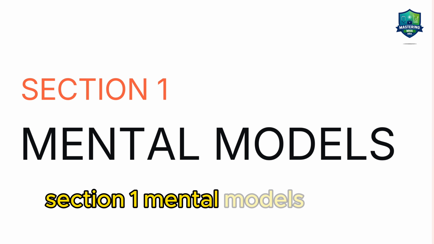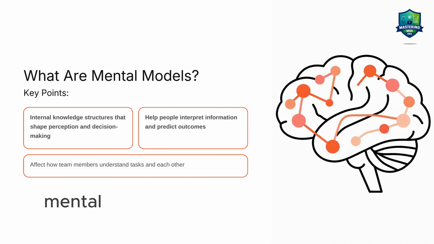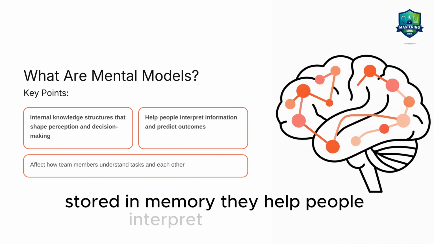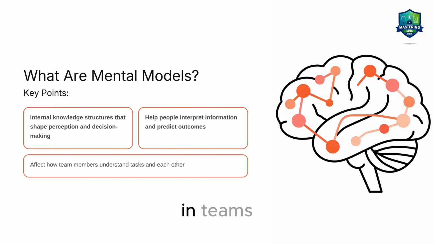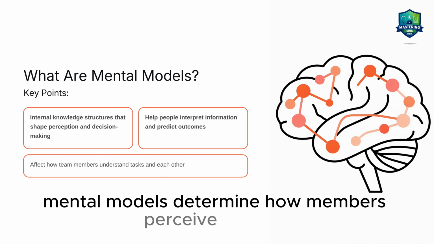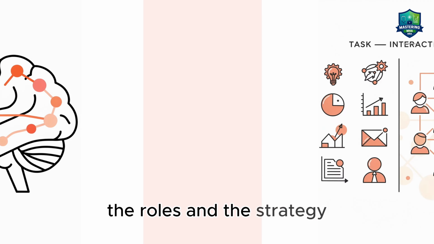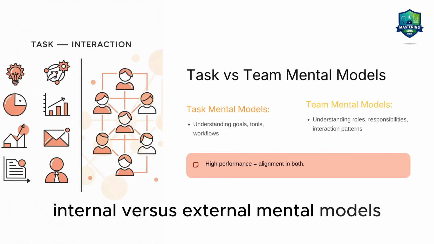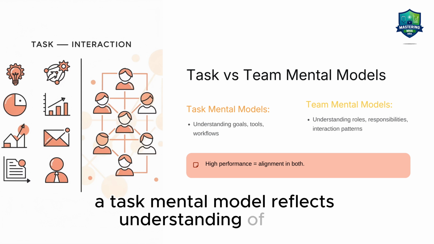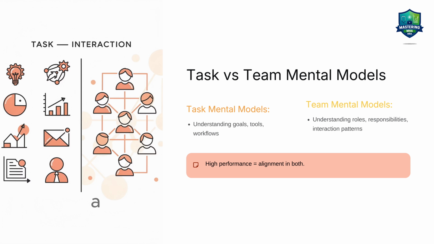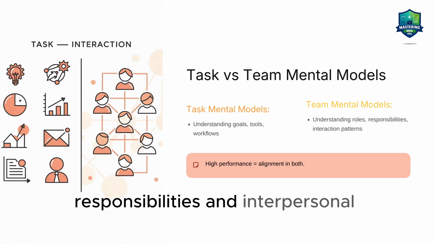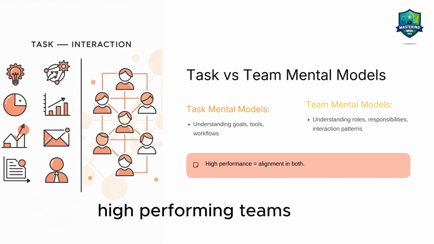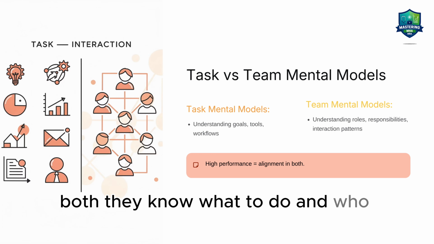Section 1. Mental Models. What are mental models? Mental models are organized knowledge structures stored in memory. They help people interpret information, recognize patterns, and make decisions quickly. In teams, mental models determine how members perceive the task, the roles, and the strategy. Internal versus external mental models. A task mental model reflects understanding of goals, procedures, and tools. A team mental model reflects understanding of roles, responsibilities, and interpersonal dynamics. High-performing teams align both. They know what to do and who should do it.